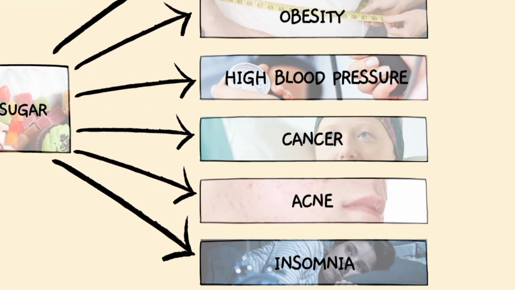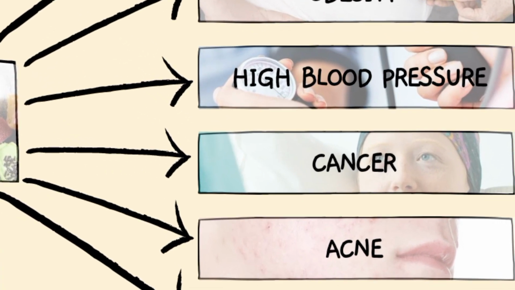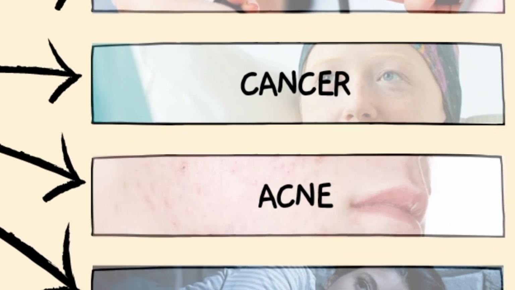Number 5. Acne. Eating too much sugar can wreak havoc on your skin. A study published in the Journal of the Academy of Nutrition and Dietetics suggests that there is a relationship between a diet rich in sugars and the production and worsening of acne. Participants in this study who suffered from moderate to severe acne reported consuming higher amounts of sugar compared to those who had low levels of acne or no acne at all.